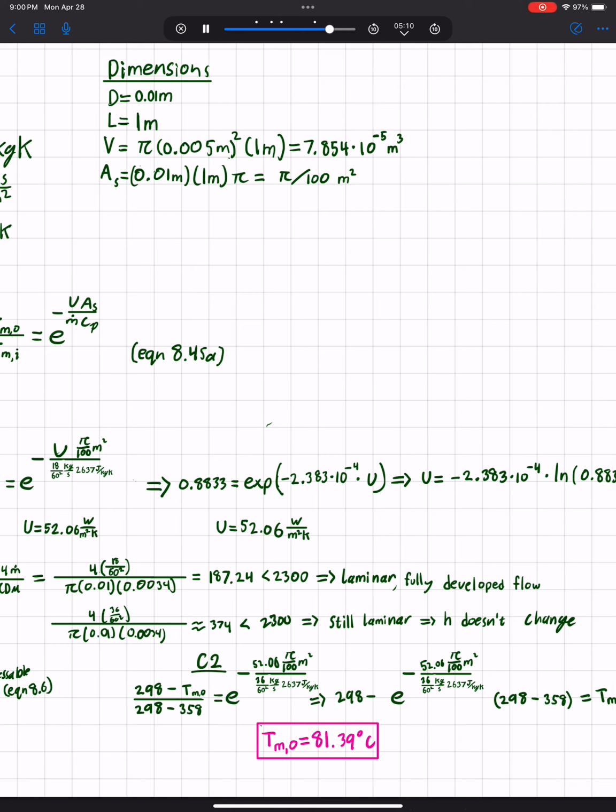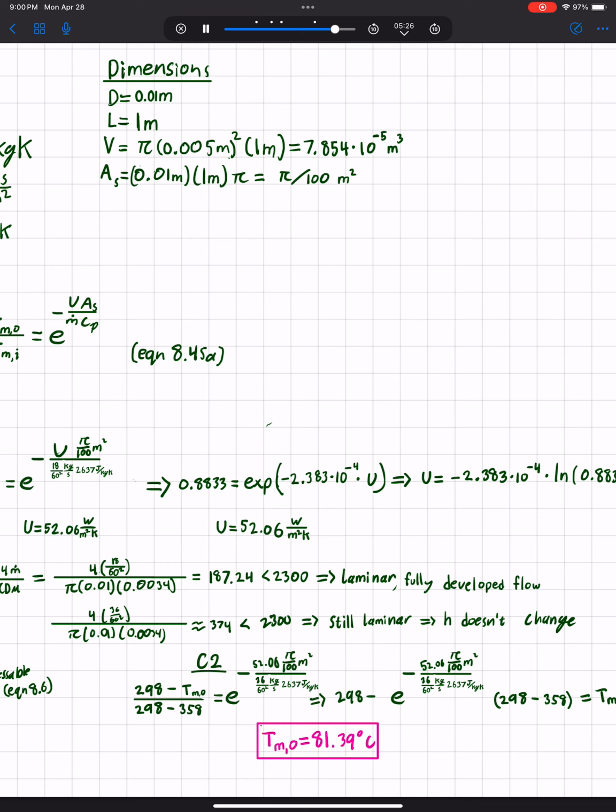And then we are looking at case 2, and we just use the same equation, but you double the mass flow, and that is still laminar. So h does not change because it's still both laminar and fully developed.